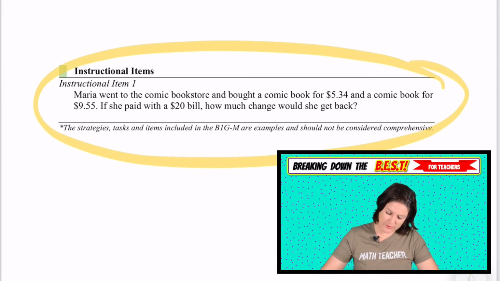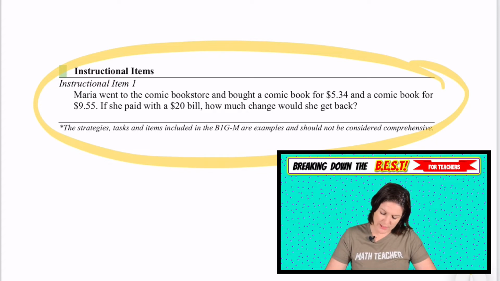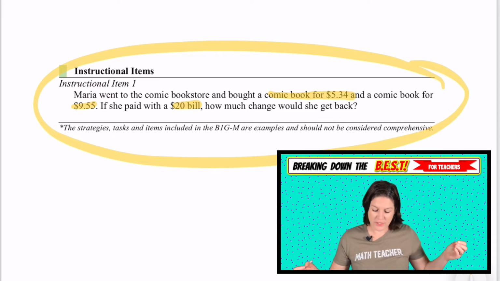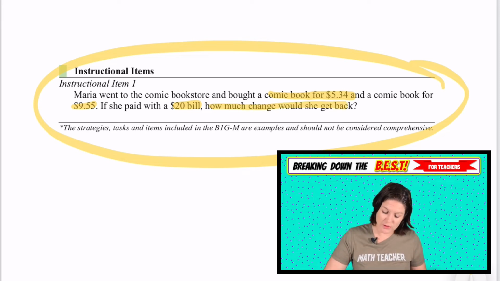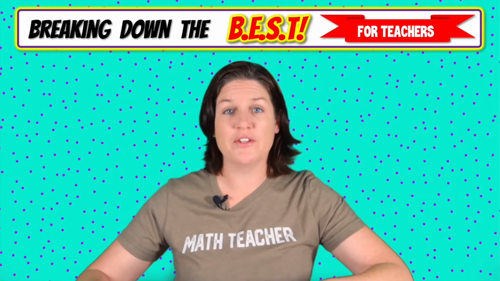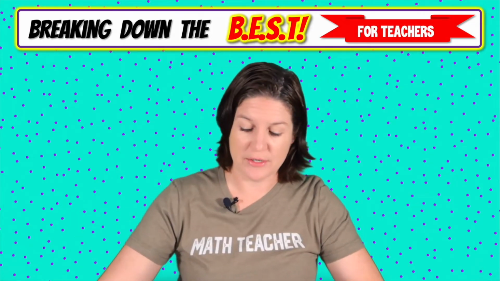So we're just seeing multi-step problems, 1 and 2 step problems. In this one, buying a comic book for $5.34 and another comic book for $9.55, you're paying with a $20 bill. So first you might add the 2 comic books together, then subtract it from 20, and then it says how much change would she receive back. So you can see there that would be a 2-step problem. I think we're all done going over the standard, breaking it down here.